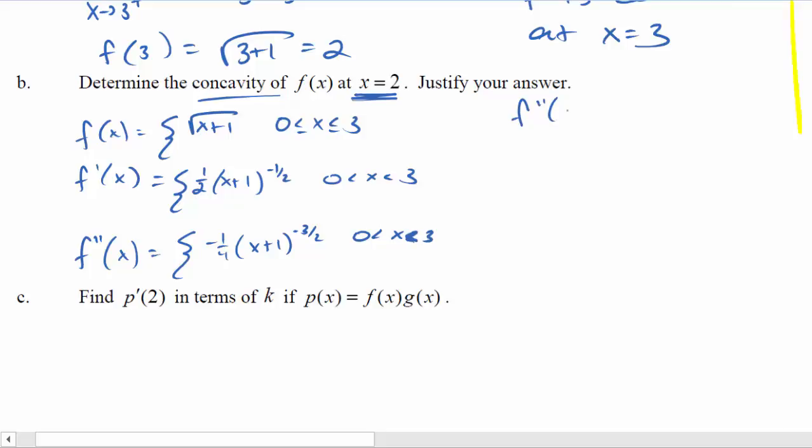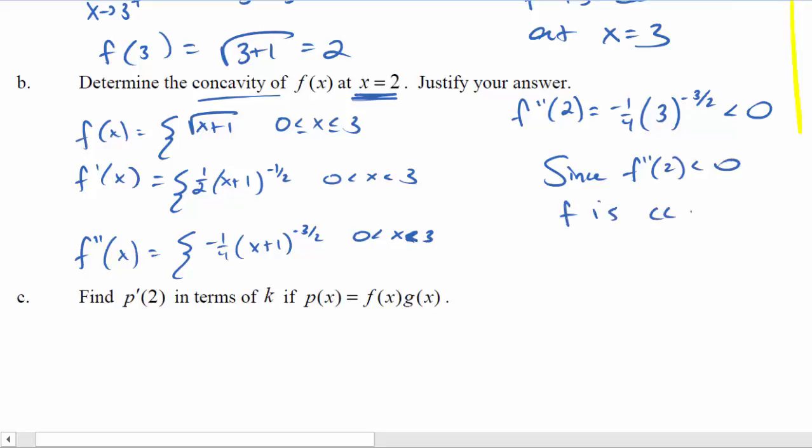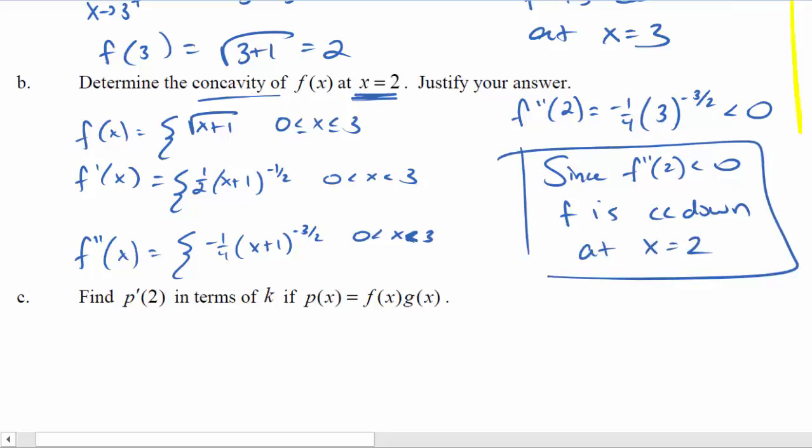F double prime of 2 equals negative 1/4 times 2 plus 1, which is 3, to the negative 3/2 power. Well, the nice thing is at this level of math, we kind of assume you know certain rules about exponents. An exponent cannot make a number negative. If 3 is raised to some exponent, it's going to stay positive. So this answer is already less than 0. Since f double prime of 2 is less than 0, f is concave down at x equals 2. Done.